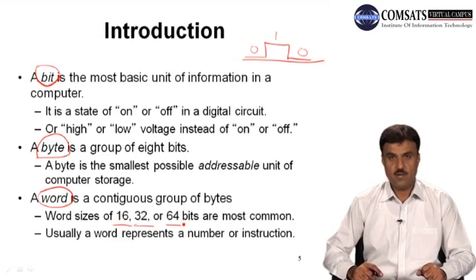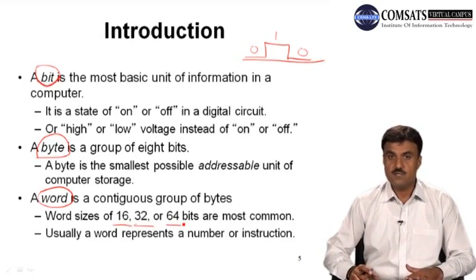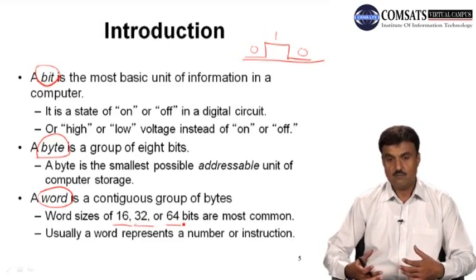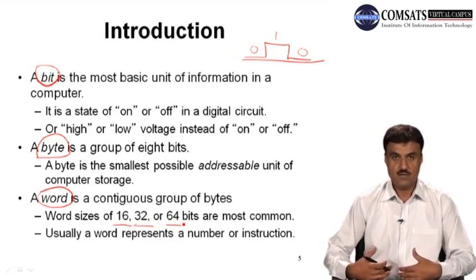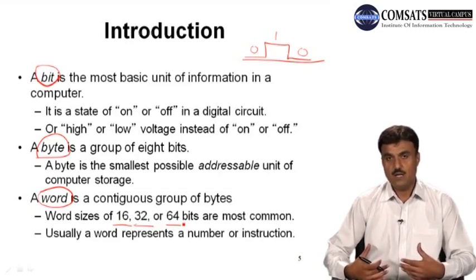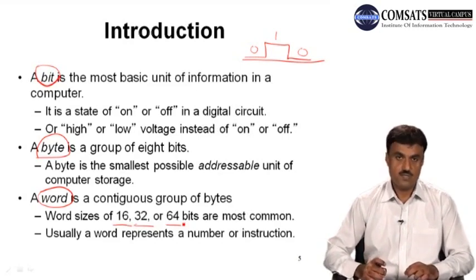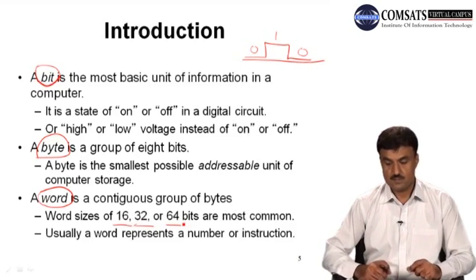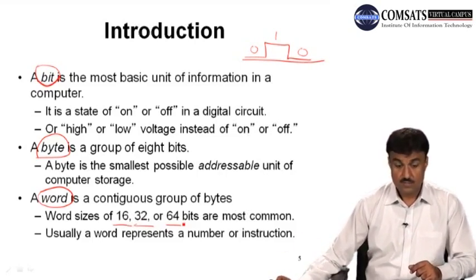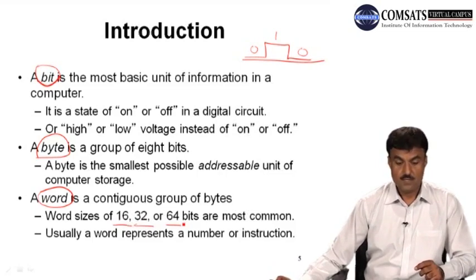When we program in assembly language, we consider a word. This word is either 16 bit, 32 bit, or 64 bit. The instructions that we write in assembly language are represented in the form of words. And when we convert from assembly language to machine language, we will see how these instructions are represented in 16 bits, 32 bits, or 64 bit combinations. So there are three very basic concepts: bit, byte, and word.